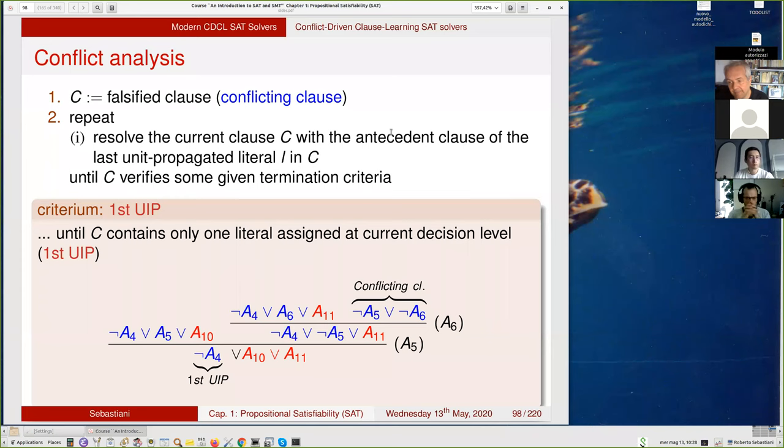Are we there? Yes. Okay. The intuition of this is that you pretend that A4 was your decision. Notice that when this happens, it can only happen when either the remaining such literal is the last decision, or such a literal is a UIP, right? And in particular it is what is called the first UIP. So the first one you encounter backward. In our case, A4.